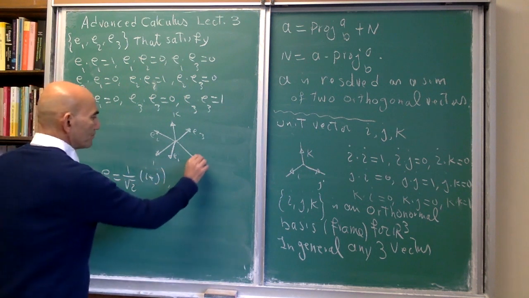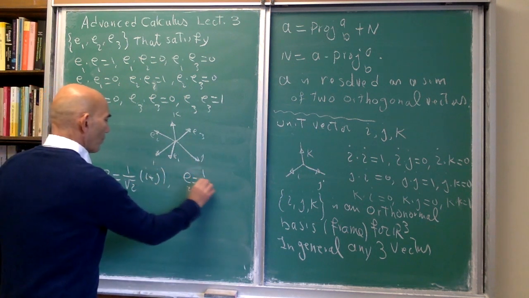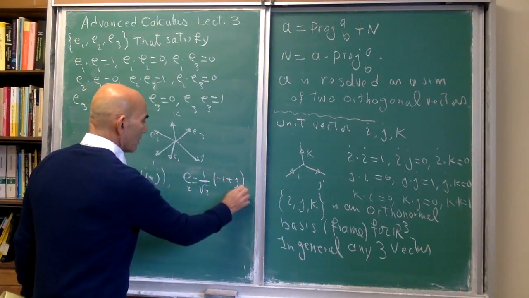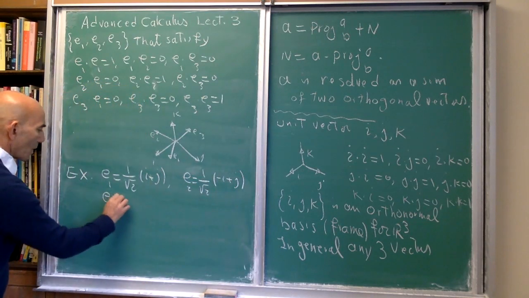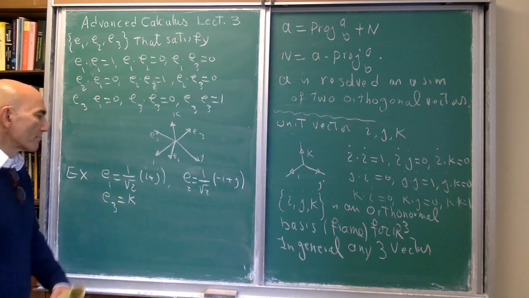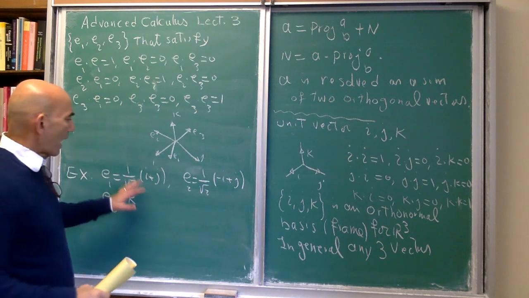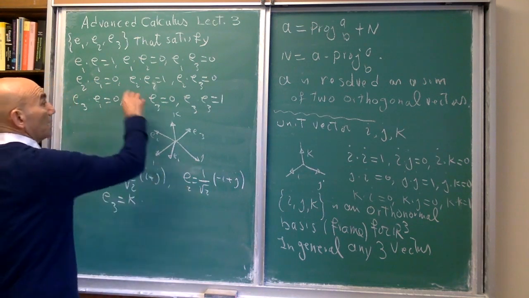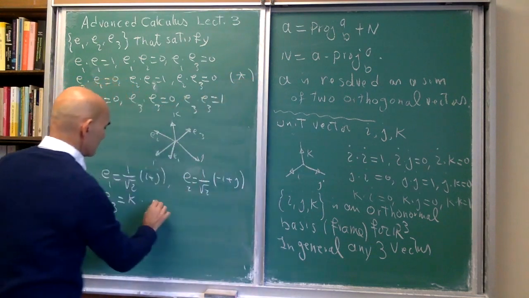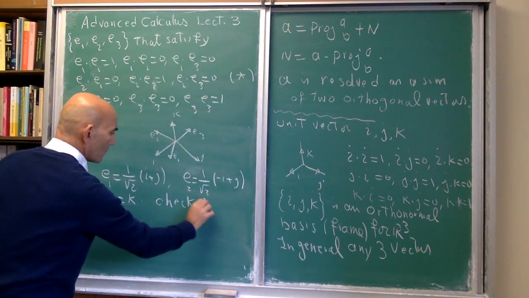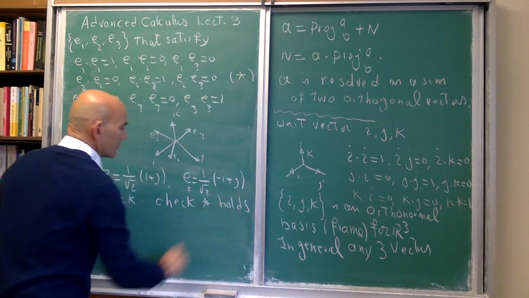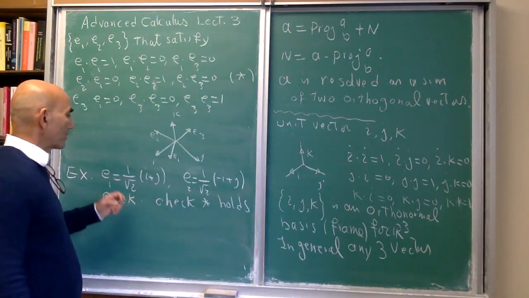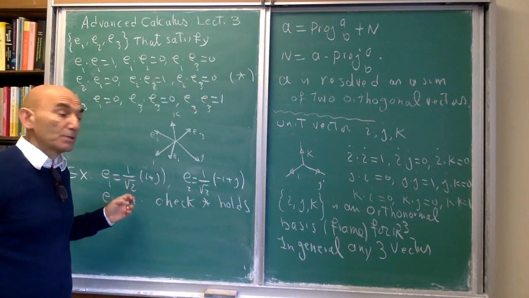E2 equal to 1 over root 2 times (minus i plus j), and E3 just to be k. I ask you to do it at home when you're watching this. Check that these relations, the stars, are satisfied. And also make sure you understand the geometry of these three vectors, E1, E2, E3 in this example, right? So what is the geometry?